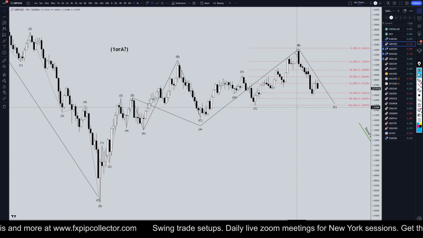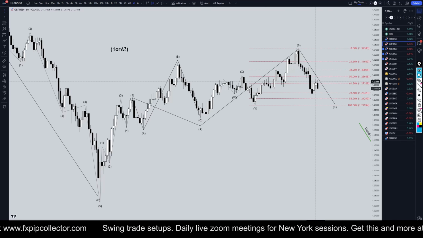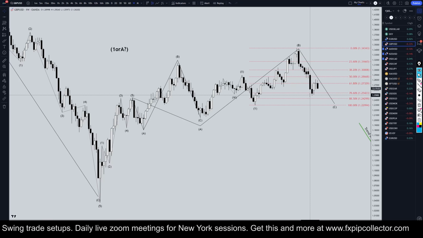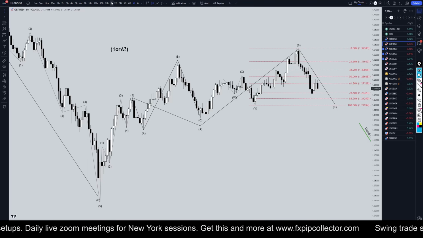Heading down to the weekly, we definitely did make a move up over about 2 weeks straight, but we have no breaker structure, we have no significant higher low. The trend is definitely still down on the weekly.